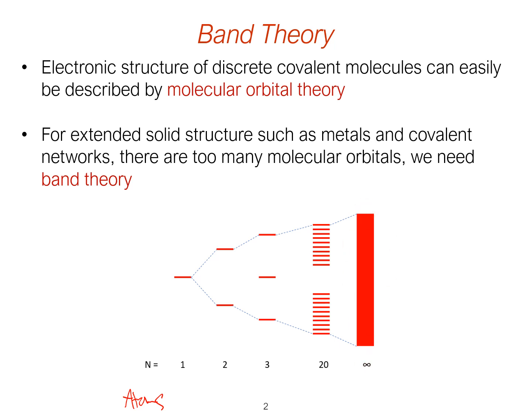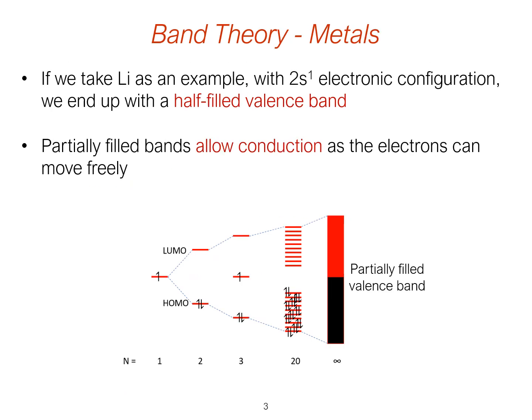But close enough in energy that they've essentially just become one continuum, which is called a band. Now we've got our bands, and let's see what happens when we put electrons in these bands. And we'll do it again starting from an atom and working up to the band. So if we take lithium as an example to start with, it's got a 2s1 electronic configuration. So here is our s1 electron of lithium.